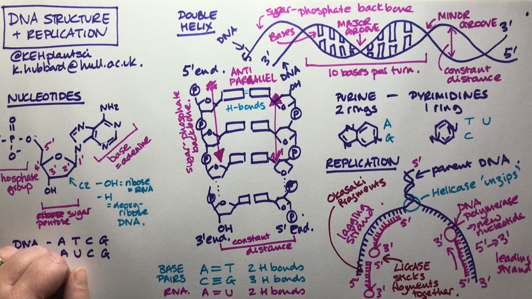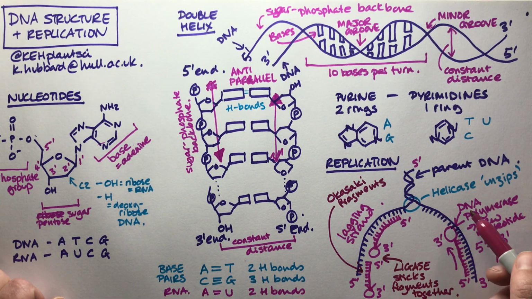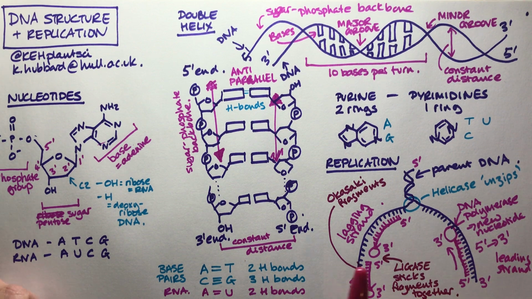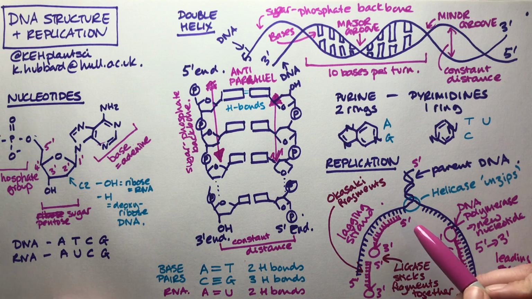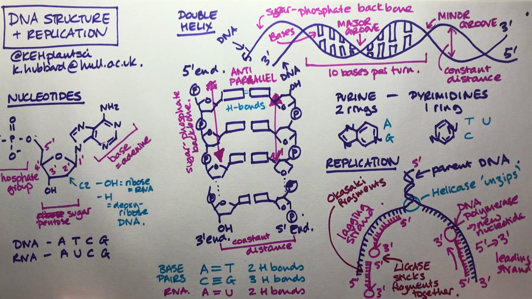So the leading strand, we make it all as one big bit, just using a DNA polymerase. On the other side, we're still using DNA polymerases, that's still what's going on, but we have to make it in lots of small bits because the enzyme can only go in one direction. It's not very elegant. We make it in lots of little bits called Okazaki fragments, and they get stuck together by an enzyme called DNA ligase. And that ligase is really important because it's an enzyme that sticks bits of DNA together.